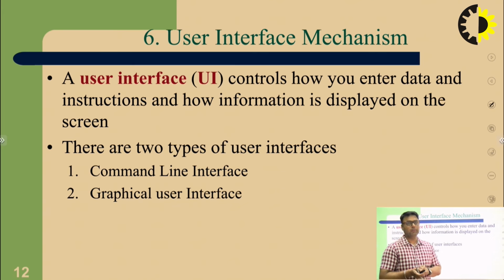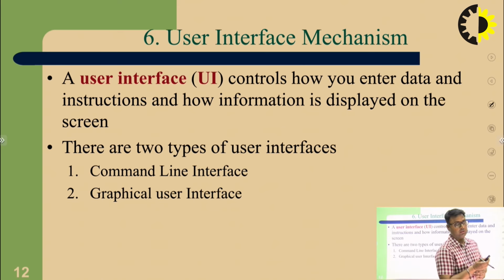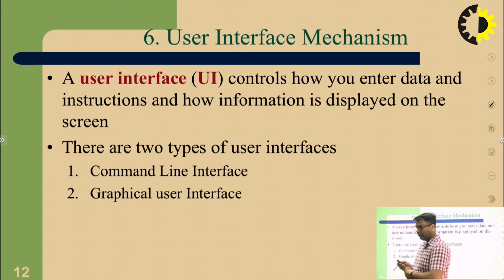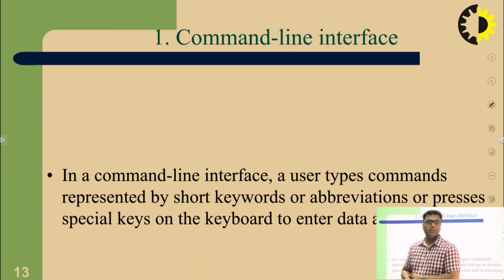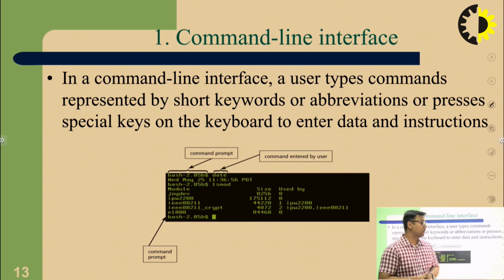So the major role of the operating system is served by two types of interface. First is the command line interface, and second is the graphical interface. Basically, the command line interface is used in Linux and Unix operating systems, and the graphical user interface is used in Windows-related operating systems. So here some pictures are mentioned. Some shortcut keys are there, how to check the date, and how to create files.